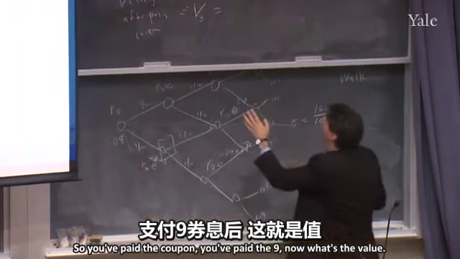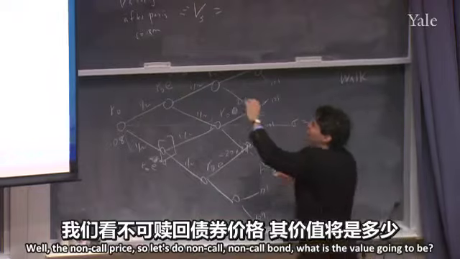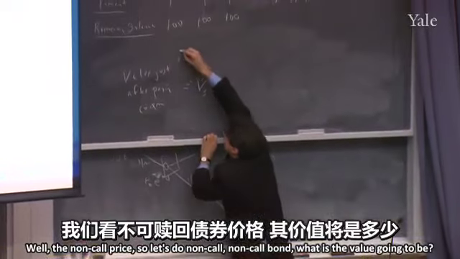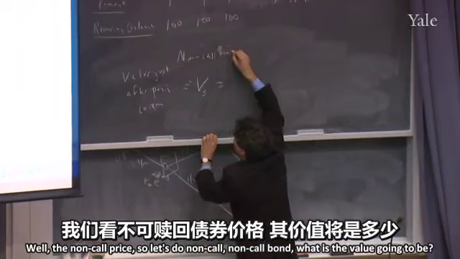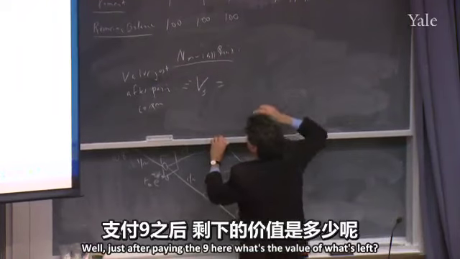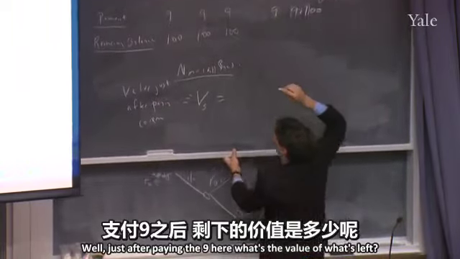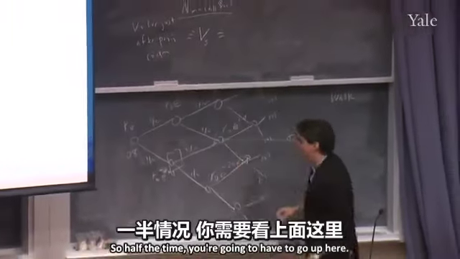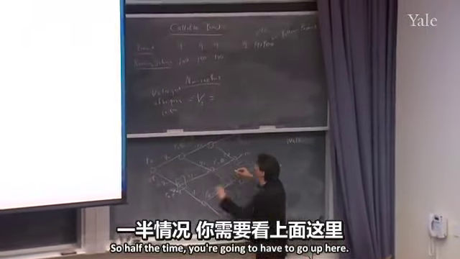Okay, so you've paid the coupon, you paid the 9, now what's the value? Well, the non-call price, so let's do non-call. For a non-call bond, what is the value going to be? Well, just after paying the 9 here, what's the value of what's left? Well, half the time, you're going to have to go up here.